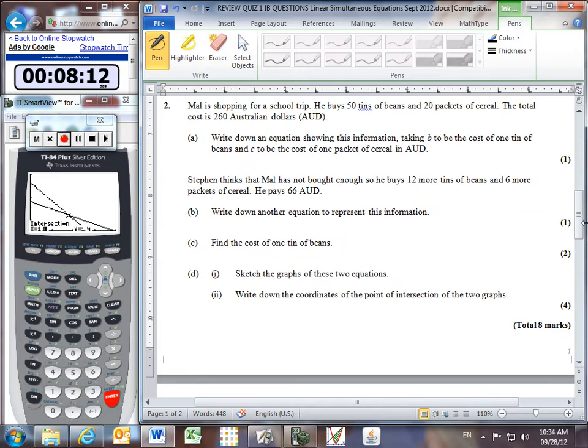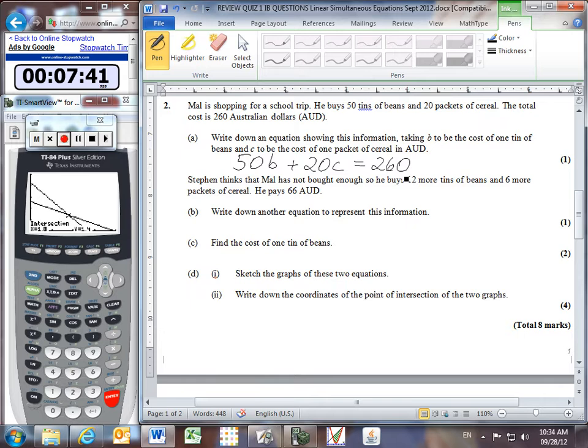Alright, Mal is going shopping. He's got 50 tins of beans, 20 packets of cereal for a total cost of 260 Australian dollars. Now if B is the cost of 1 tin of beans, and he's got 50 tins of beans, well then 50 times the cost of 1 tin of beans would be the total amount of money spent on the beans. Plus 20 times, and we're using, I think, C to be the cost of 1 packet of cereal, and that gives us a total of 260.